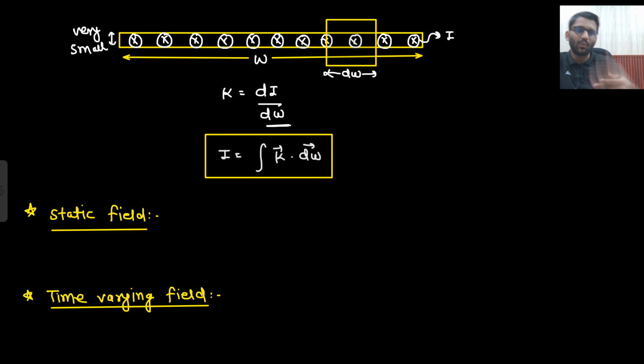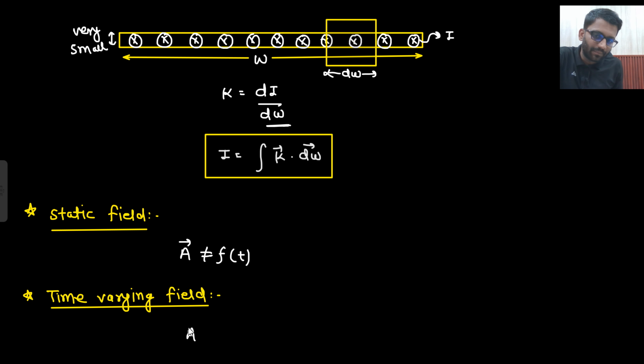Now in the whole chapter, in the whole EMFT subject, we will be using these two terms again and again: static field and time varying field. What do you mean by static field? Any vector field, if it is not a function of time, is known as static field. We are going to study vector fields only, so let it be: if any vector field is not a function of time, that is known as static field.